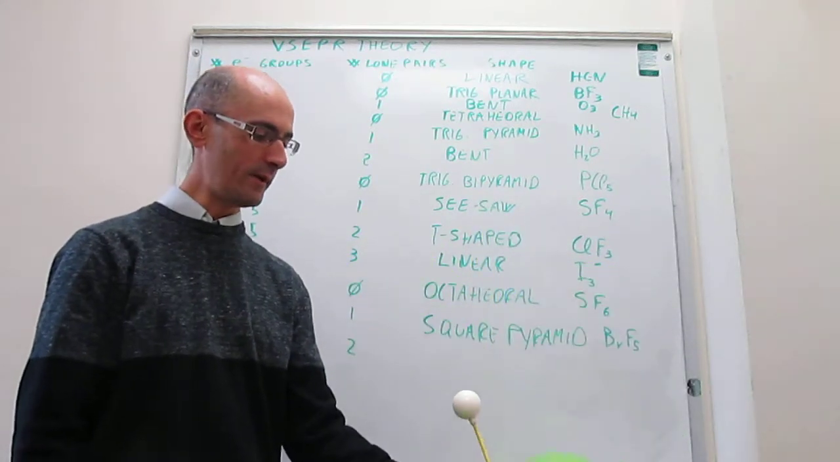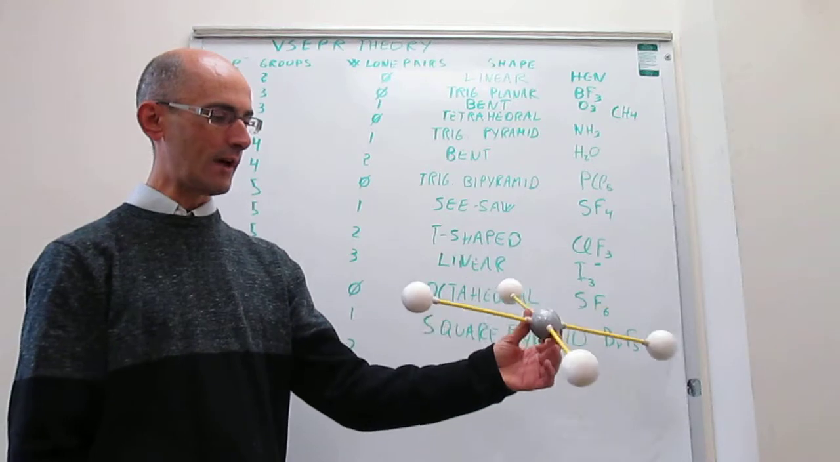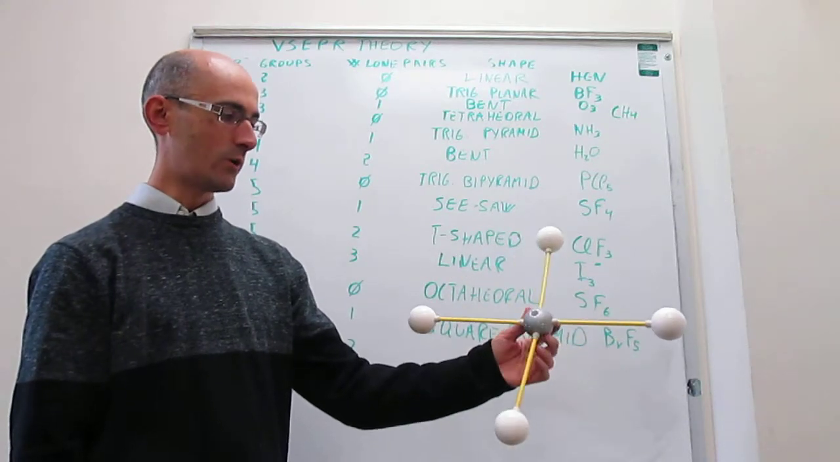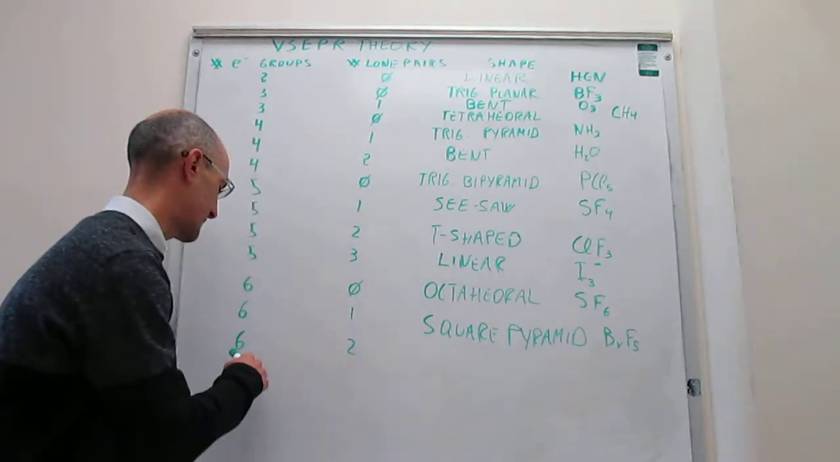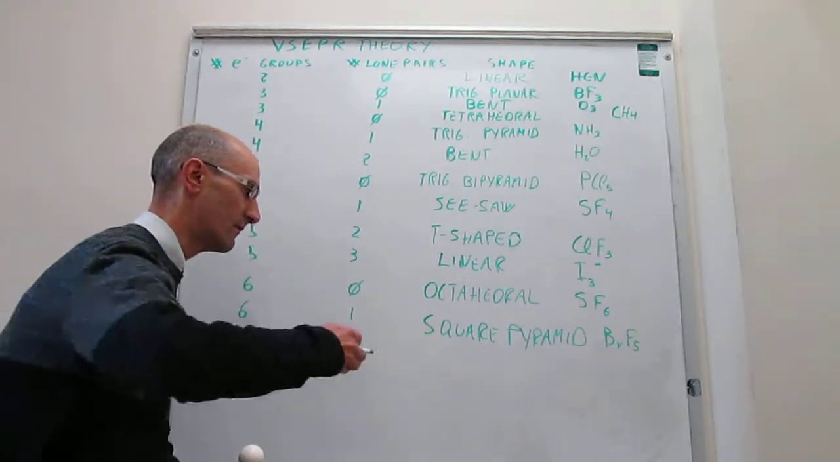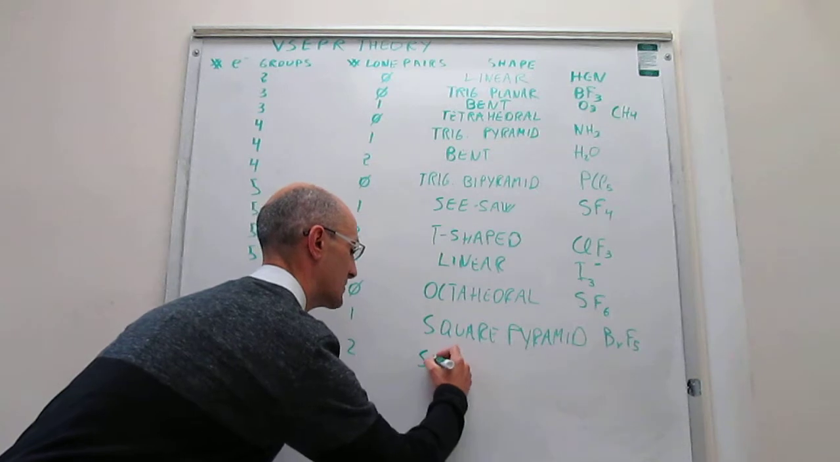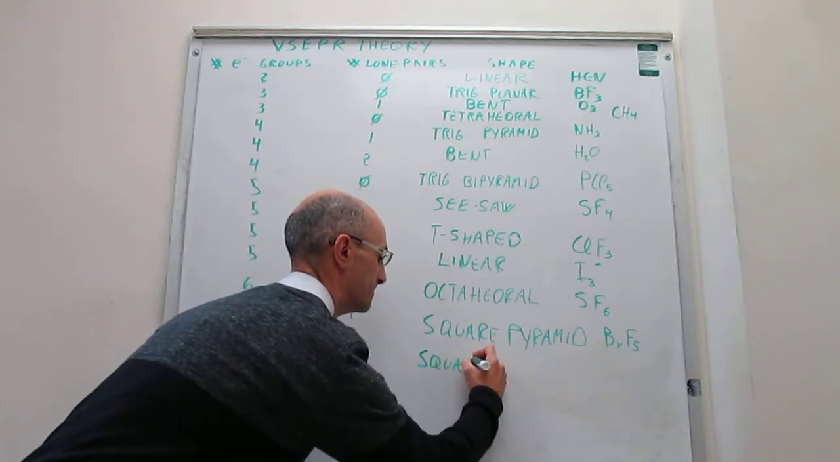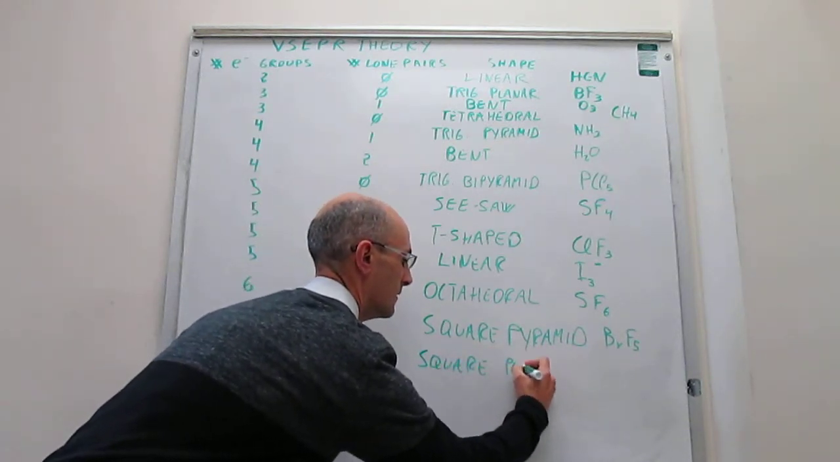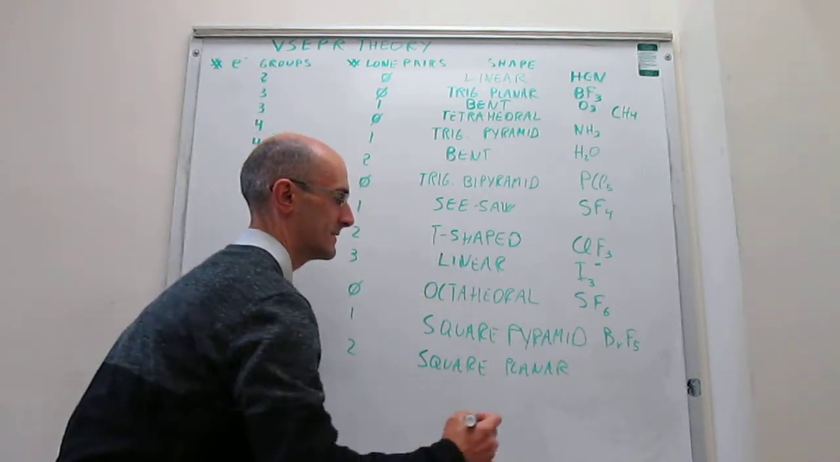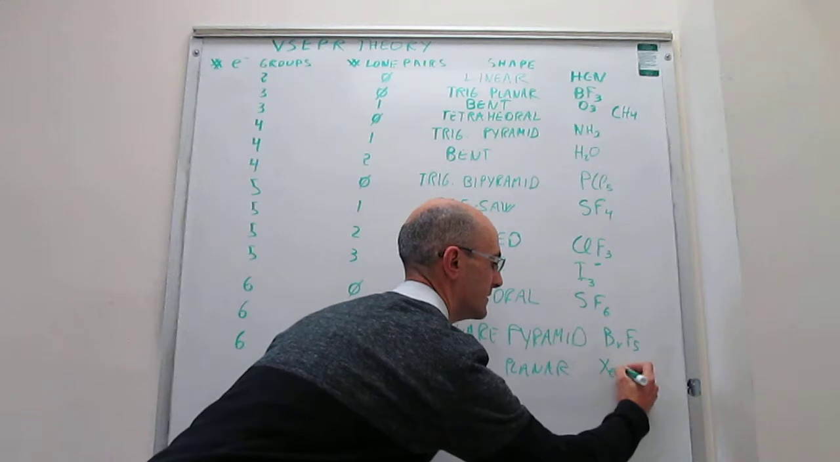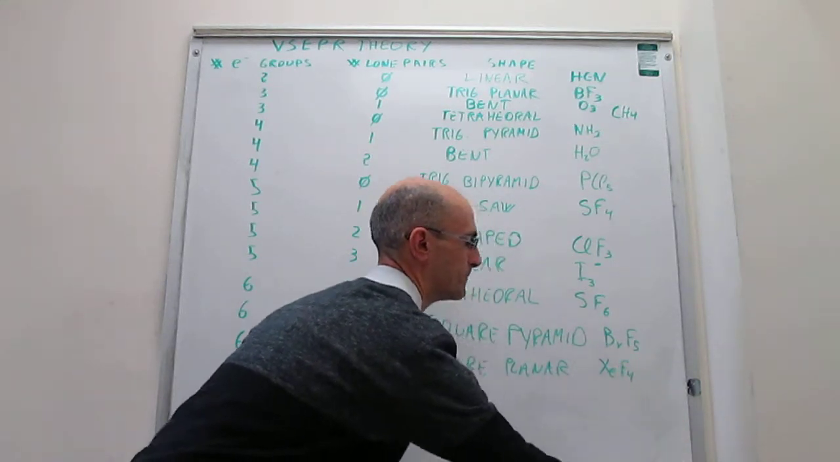So if we drop the lone pairs, then the resulting shape of the molecule is what we call square planar. So for 6 electron groups where 2 of them are lone pairs, the shape is square planar. And a molecule that has this shape will be xenon tetrafluoride.